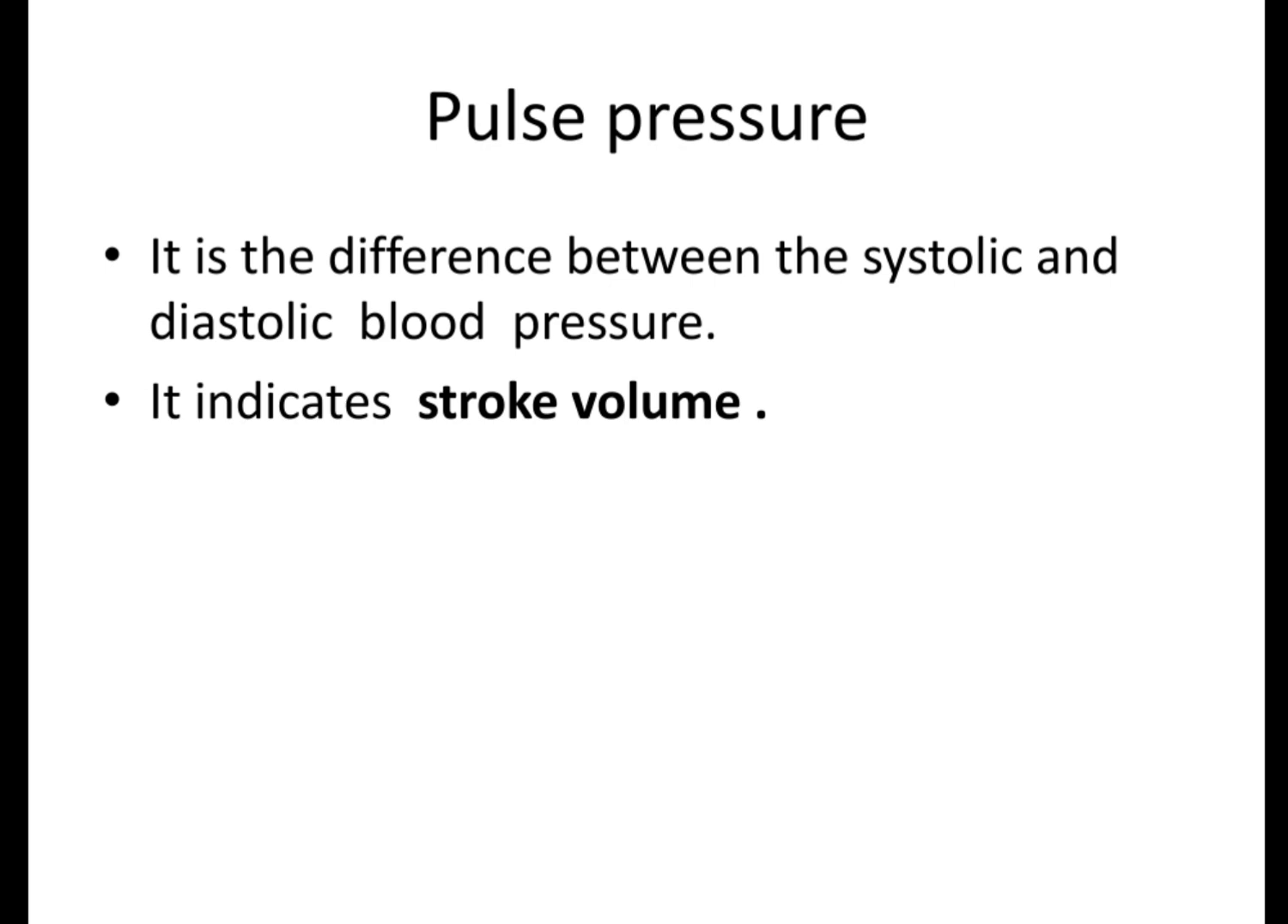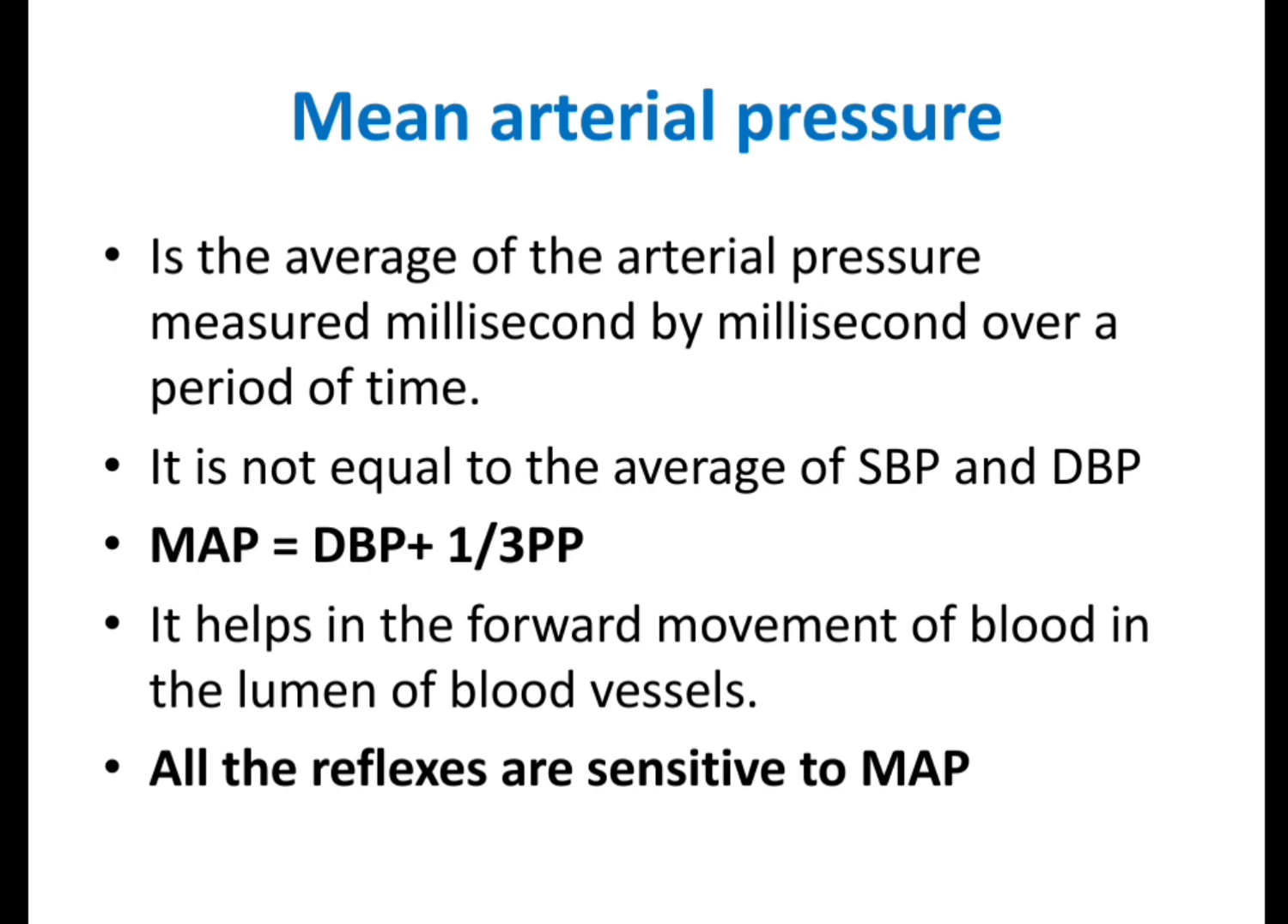It indicates stroke volume. Mean arterial pressure is the average of the arterial pressure measured millisecond by millisecond over a period of time. It is not equal to the average of systolic blood pressure and diastolic blood pressure. So, mean arterial pressure is equal to diastolic blood pressure plus 1 by 3 of pulse pressure. It helps in the forward movement of blood in the lumen of blood vessels. All the reflexes are sensitive to mean arterial pressure.